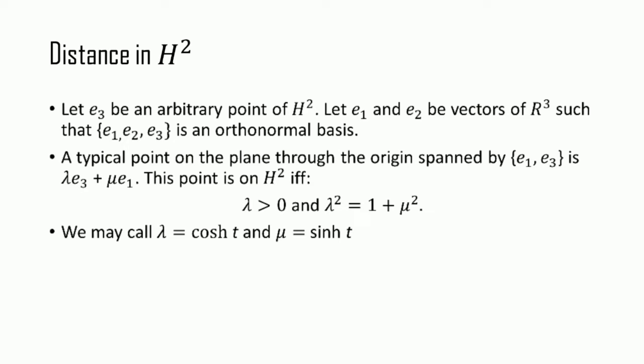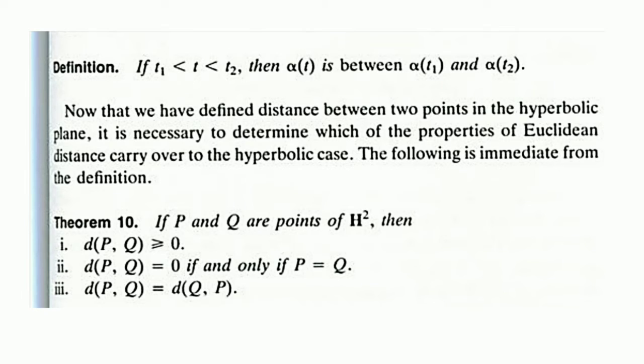we have two conditions. The first one is that gamma must be greater than 0, and gamma squared must be equal to 1 plus mu squared. So from a theorem discussed in earlier topics, we may call gamma equals cosh T and mu equals sinh T. So this T is called the distance that measures the distance along the line. So we define that T measures distance along the line. So we have a new definition.